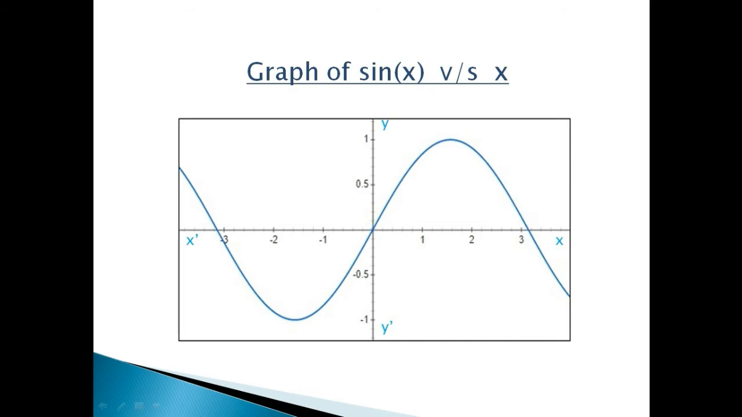Now we take a look at the graph of sin x. Here we can make 3 conclusions. Number 1. Sin x is a periodic function with period equal to 2 pi. Number 2. The minimum and maximum value of sin x are plus 1 and minus 1. And number 3. Sin is an odd function, that is sin of minus x is equal to minus sin x.